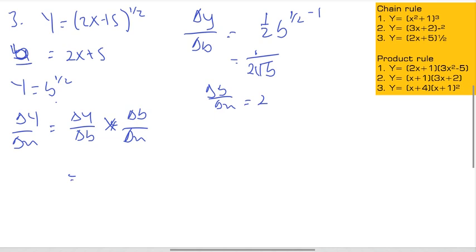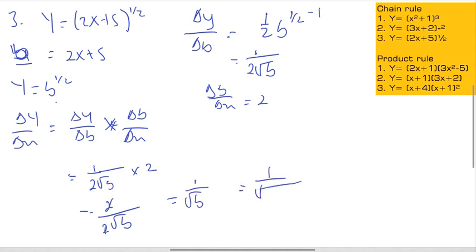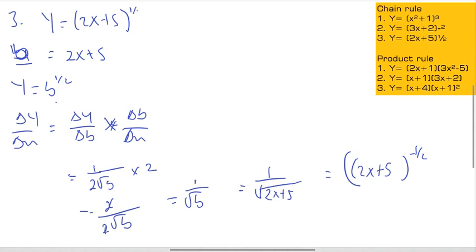So now solving this, we'll be having 1 over 2 root b multiplied by 2. So this will be 2 over 2 root b, we cancel out 2. So we have 1 over root b, and this will be 1 over root of what? That's 2x plus 5. So this can be our final answer, or we can say (2x plus 5) raised to power minus 1 over 2. Right? And this is going to be our final answer for question 3. So now let's move to product rule.